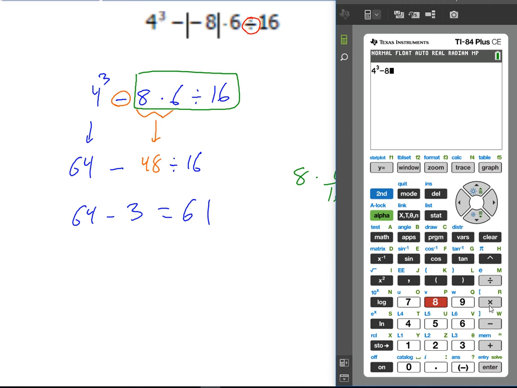times 6. Oops, sorry. I have to do absolute value. Forgot that. Okay, so where do I get to absolute value? Anybody know? Okay, I can go.